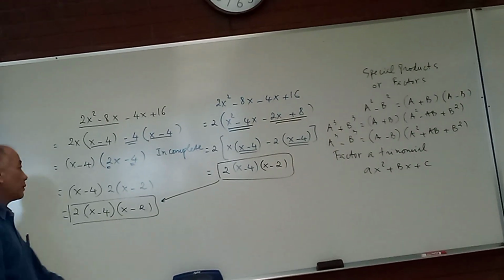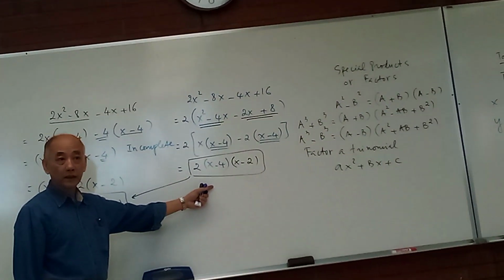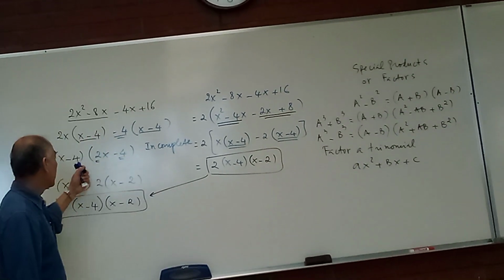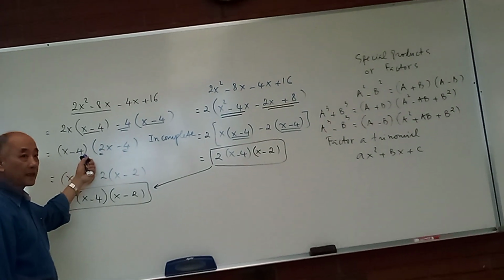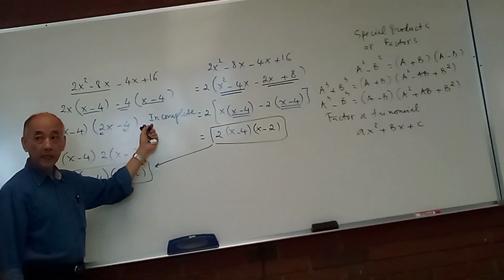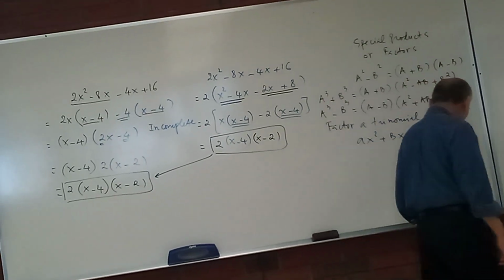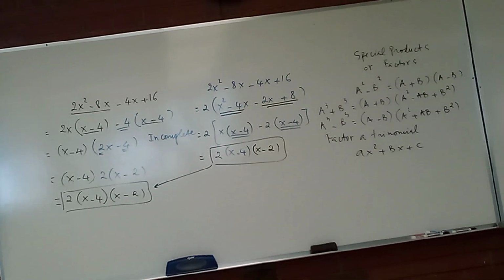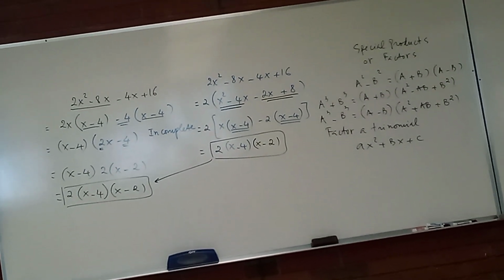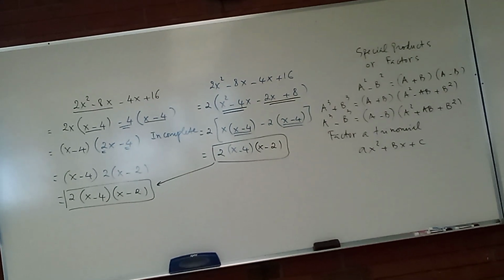So now when you do this one, you don't worry about completely or incompletely. But with this, you don't factor out the greatest common factor, so you need to be aware of incomplete factoring. Any questions? Okay.